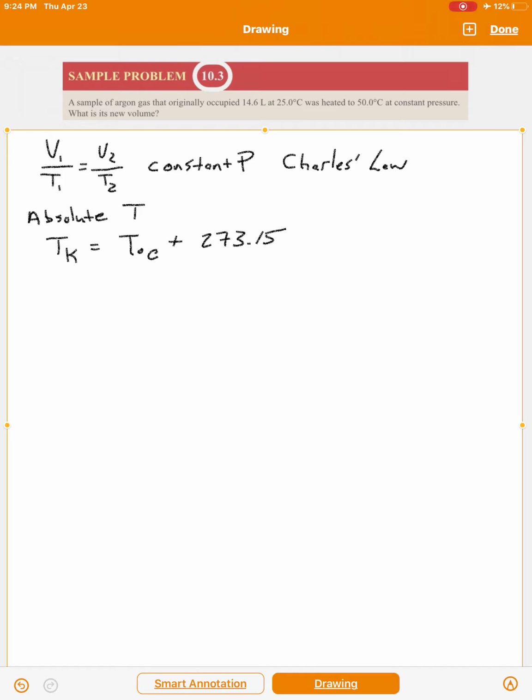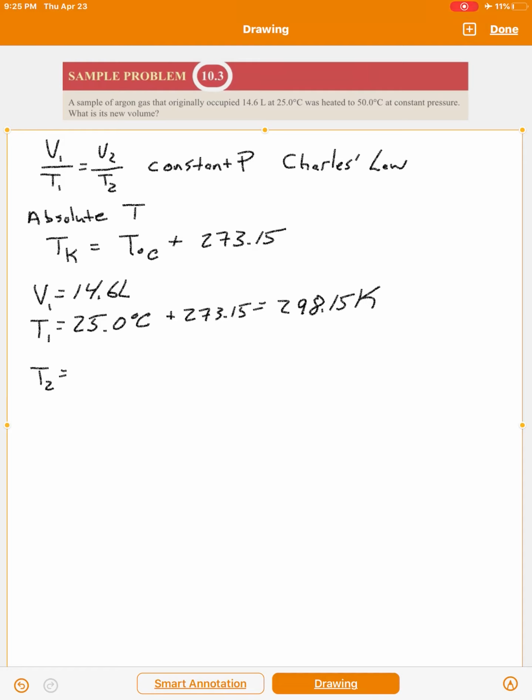So the main thing here is just identify what you're trying to figure out. The sample of argon gas originally has a volume of 14.6 liters. So I'm going to say the original volume, or V1, is 14.6 liters. At 25 degrees C, that means the temperature when the volume is 14.6 liters is 25 degrees C. So I'm going to add 273.15 to that, and I'm going to get 298.15 Kelvin.